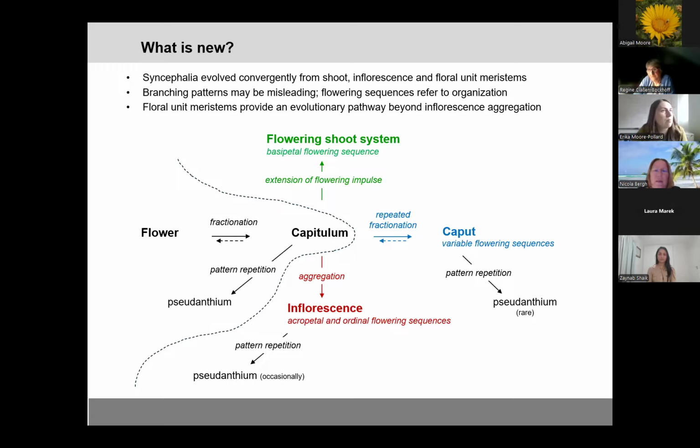Okay, thank you very much. So you're saying the paleae are outgrowths. You would not consider them homologous to involucral bracts in general. Yes, I would say so. Okay, thank you.